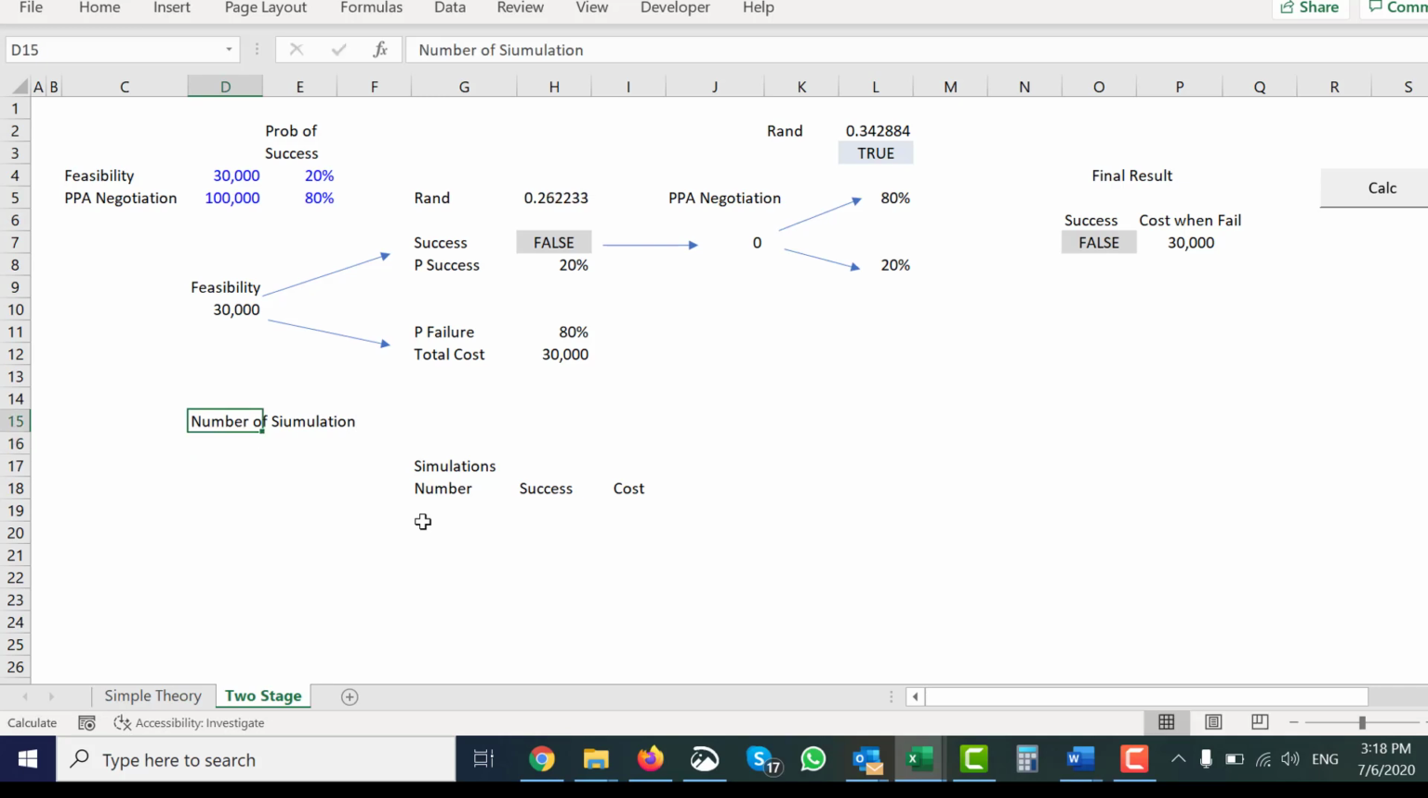Okay, I'll do it like this. Let's try 1,000 simulations. Now there are all sorts of... if I don't stop doing this, I'm gonna go crazy. Okay, let's just put simulations here.